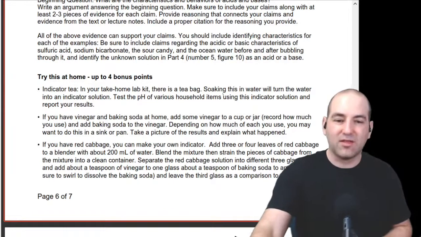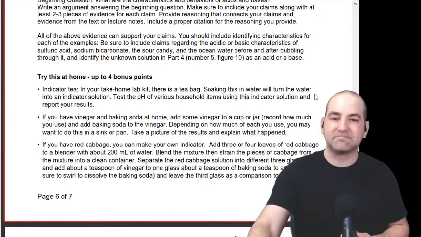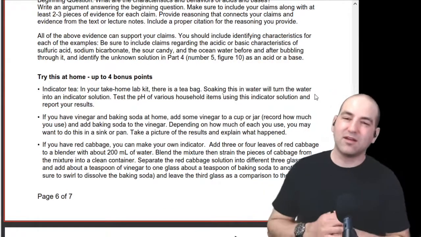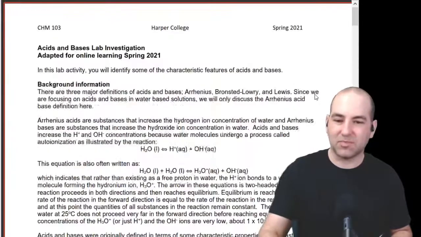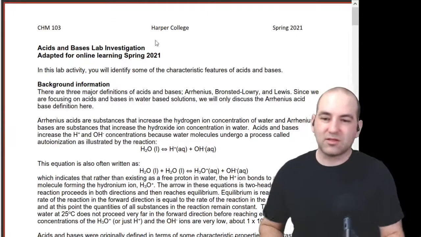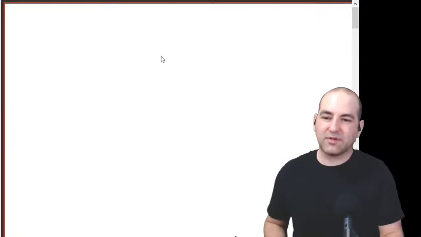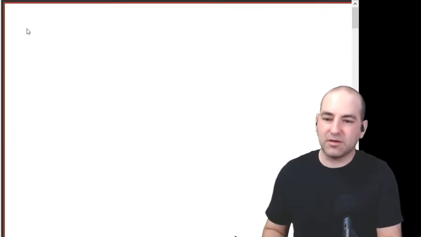So that's just my little plea for some safety, and hopefully you can finish this stuff out pretty safely. All right. So let's take a look at some of the chemistry of acids and bases.